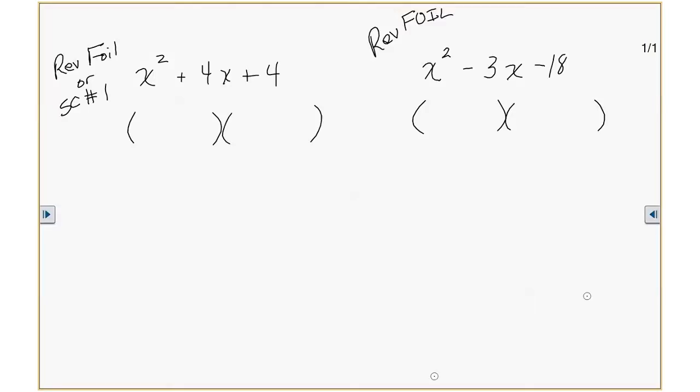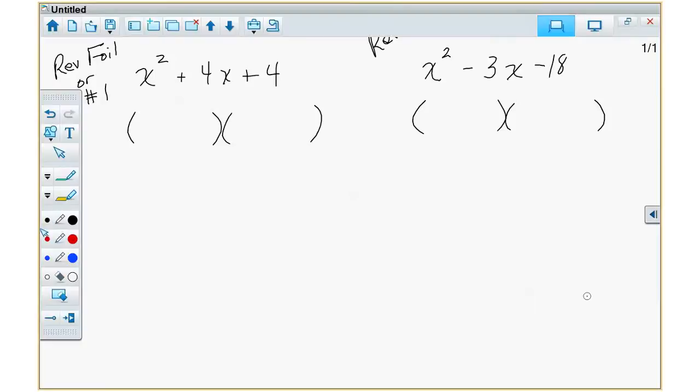You can do both of them by reverse FOIL, or you can do the first one by shortcut number 1. Now, if you don't know what the shortcuts are, I will pull those up for you, and you can Google. Well, no, I can't do that because they're not called shortcuts. That's a Google term. Anyway, I'll put the shortcuts on the next board. Hold on. Let me just do that.